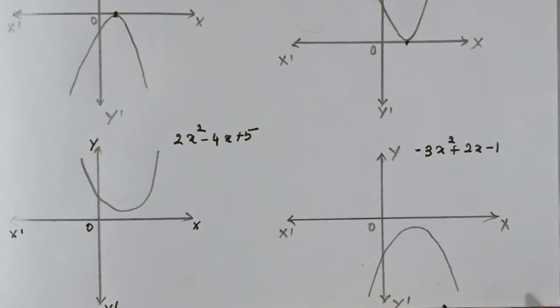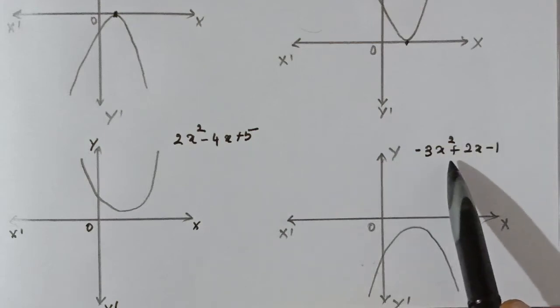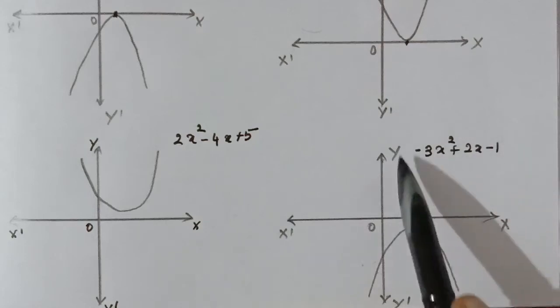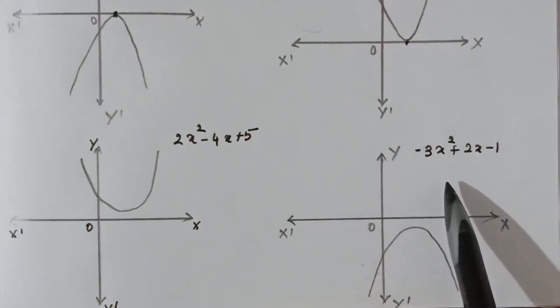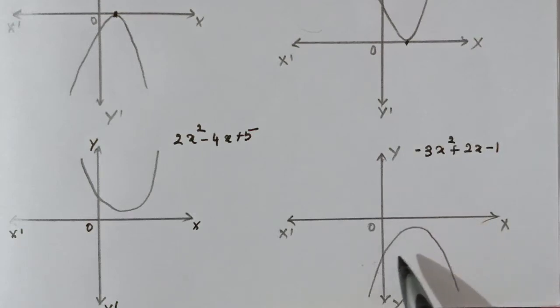Now we will see the graph of this polynomial. Since it opened downwards, that shows the coefficient of x squared is negative. Since it doesn't touch the x-axis, that shows it hasn't got any zeros. Here you can see an example, minus 3x squared plus 2x minus 1. You cannot factorize this polynomial. That means you won't be able to get any zeros.